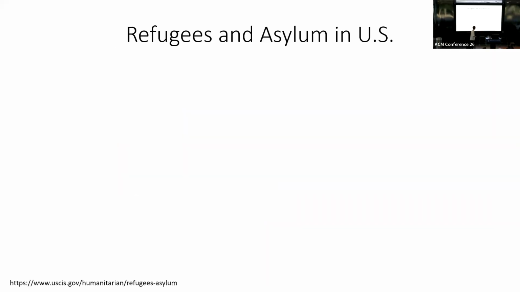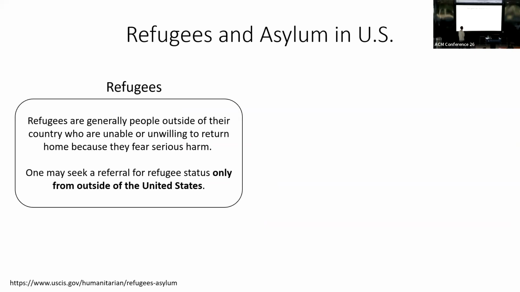To start with, I want to give some background information on refugees and asylum seekers in the United States. According to USCIS, refugees are generally people outside of their country who are unable or unwilling to return home because they fear serious harm. But to seek referral for refugee status, you must be outside of the United States.